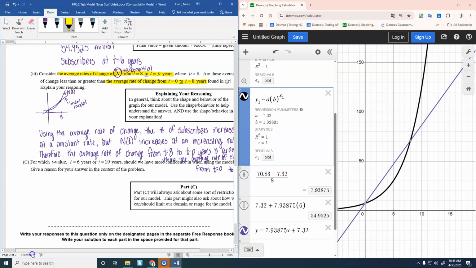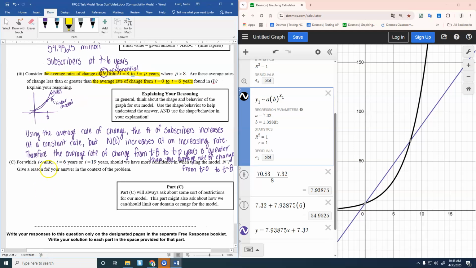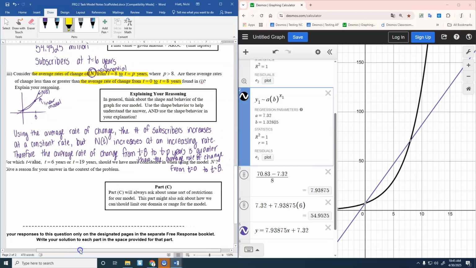Then we have a part C. For which t-value from t equals 6 to t equals 19 years should we have more confidence in when using the model N? Give a reason for your answer in the context of the problem. So, part C is going to always ask us about some sort of restrictions for our model. This part also may ask how we should limit our domain or our range for our model.